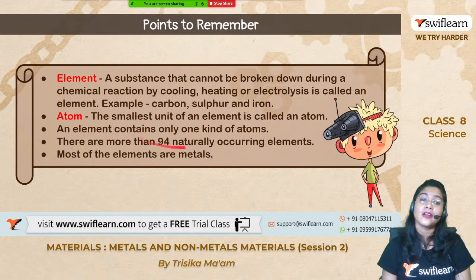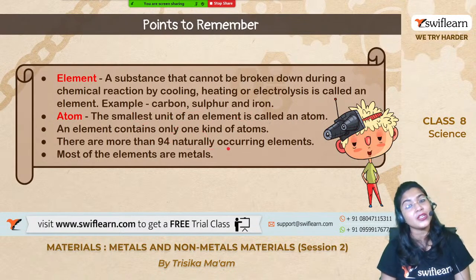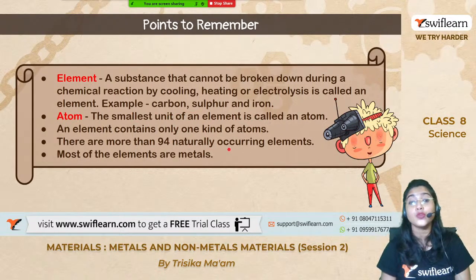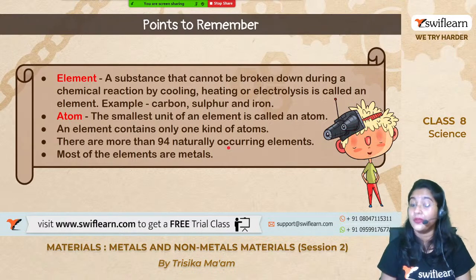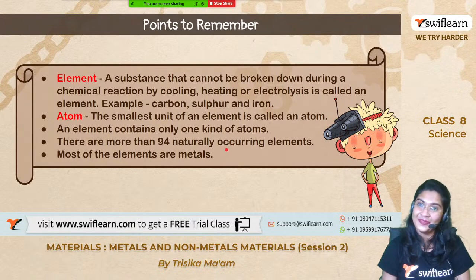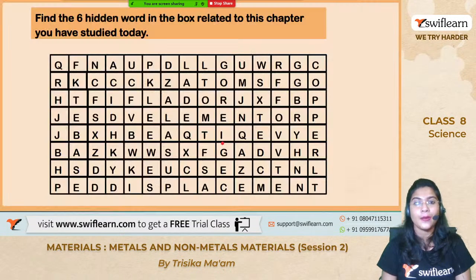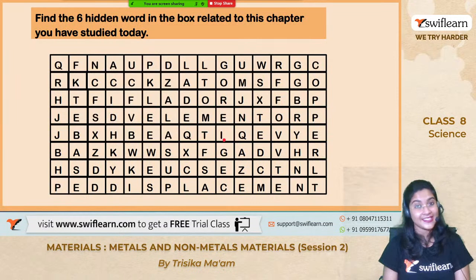Okay, then there are more than 94 naturally occurring elements, and most of the elements are metals. We already have seen it in the previous session, right? So this is all about today's chapter, today's session.